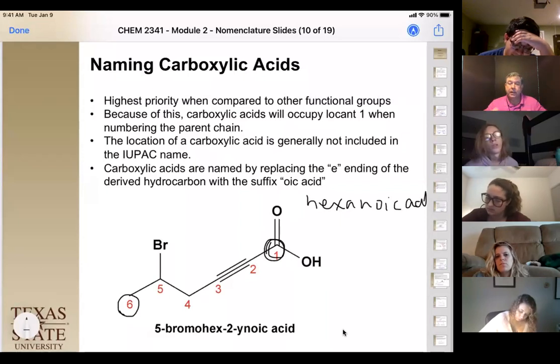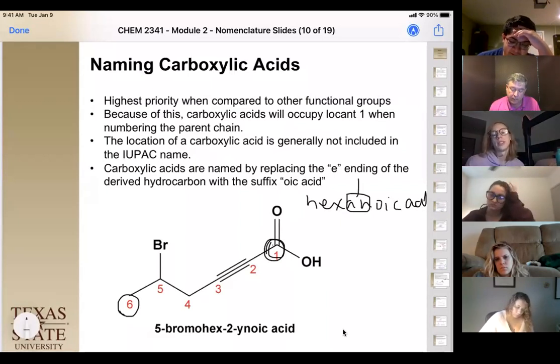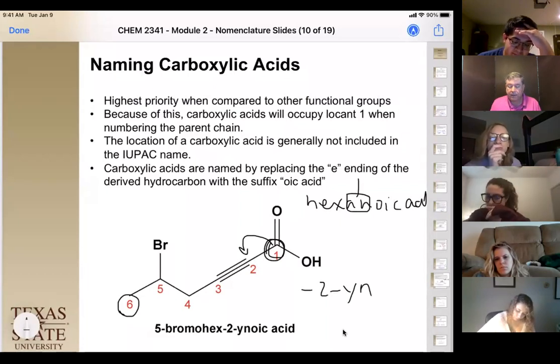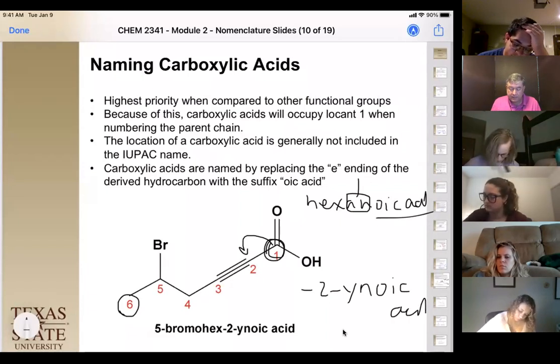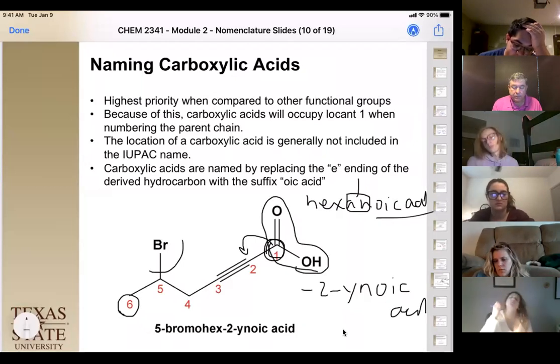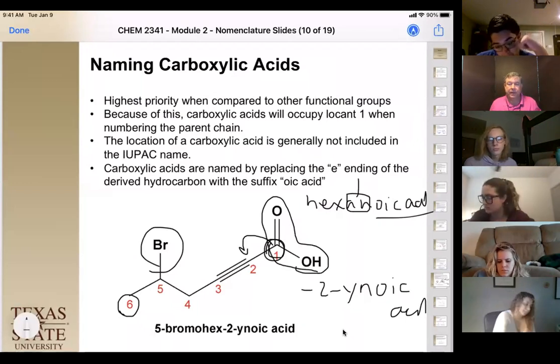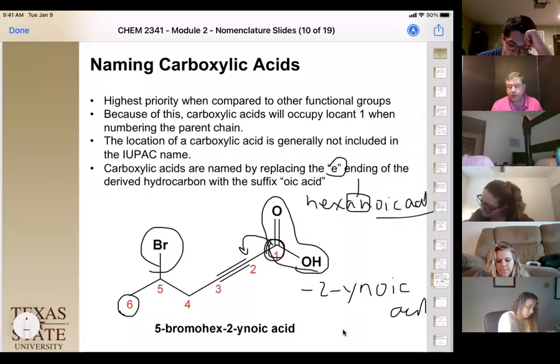However, we have an alkyne. So that means we have to change our infix now, and we have to show where our infix is. So we have it on the 2 here. So we have to have a 2-yn in there. So we have to drop the E and add the oic acid. So we have 2-ynoic acid right here. And let's see, this OH is part of the carboxylic acid naming, so we don't name that. We have 1 substituent of bromine on the number 5. So we have 5-bromohex-2-ynoic acid. Okay, because we drop the E and add oic acid to the end.